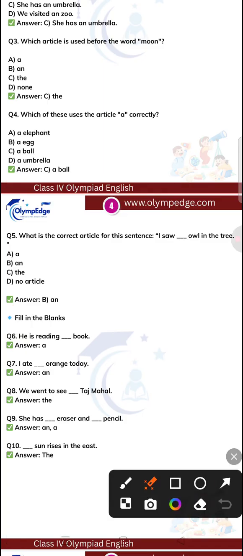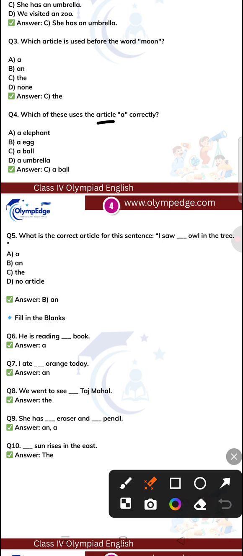Then we have: which article is used before the word moon? A, an, the, none. So moon is a specific thing, right? It is a particular thing. Moon is also one of a kind, right? So we use the in front of moon. So the answer will be the.